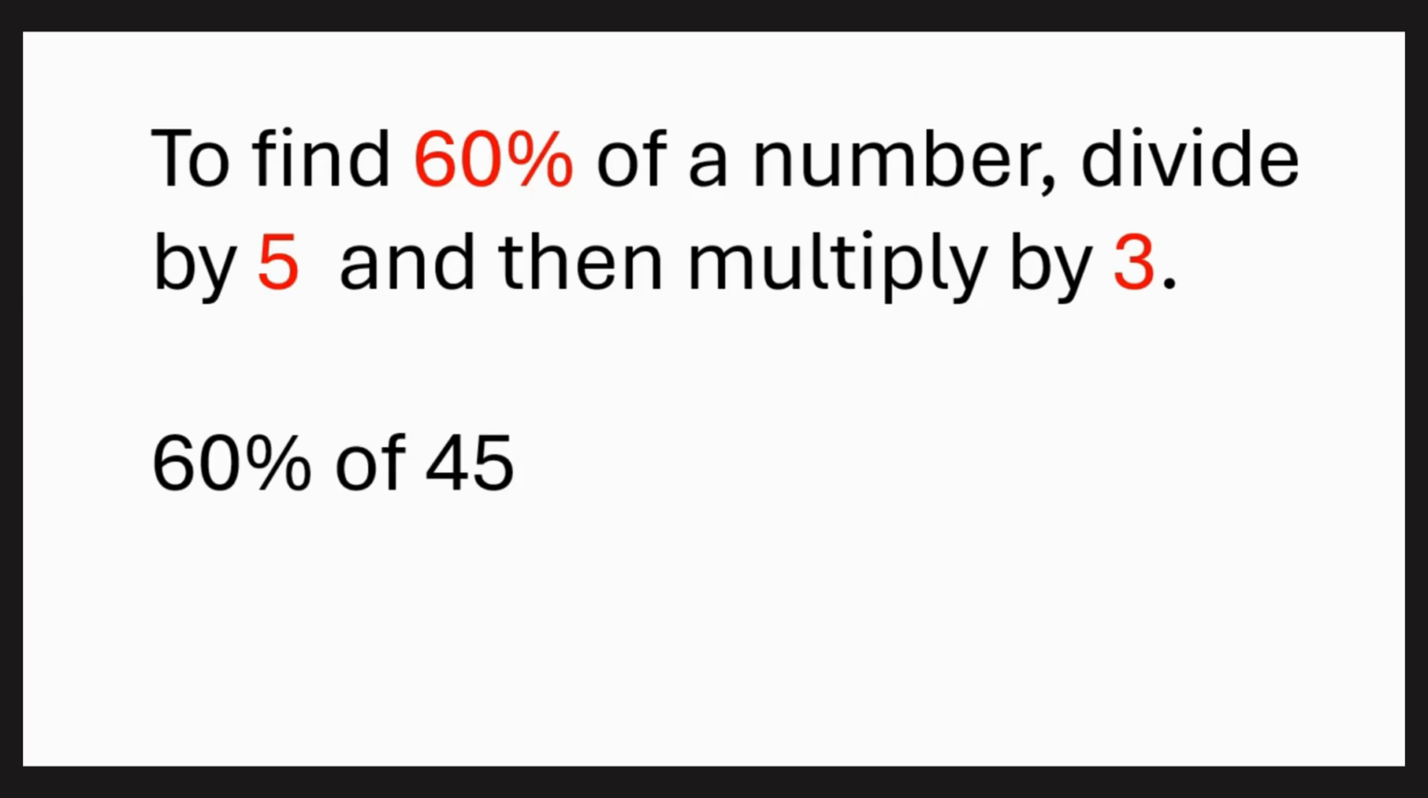So let's look at this example. 60% of 45. First, let's get 20%, which is divided by 5, and that gives you 9. And then you multiply by 3, and that gives you 27.